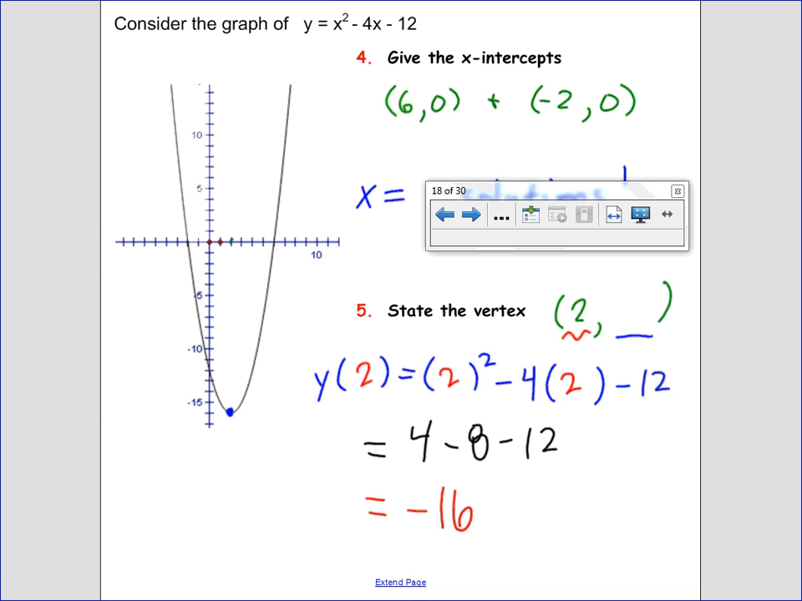I have no clue, sorry. Now, take a look at your picture on your paper. If you look at the vertex, just count out the hash marks. What does the y-coordinate appear to be? Negative 16, I'm down. So I'm thinking negative 16 is the y-coordinate of the vertex.